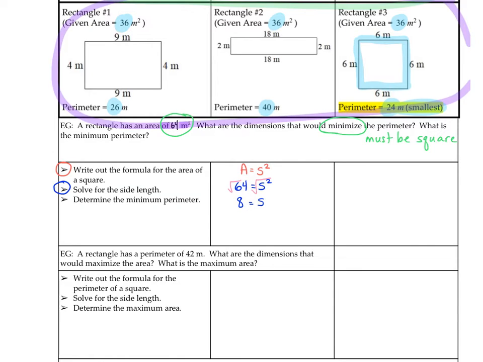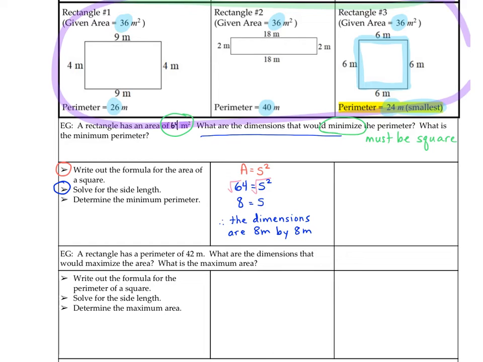So that answers the first part of the question. What are the dimensions that would minimize the perimeter? Therefore, the dimensions are 8 meters by 8 meters.